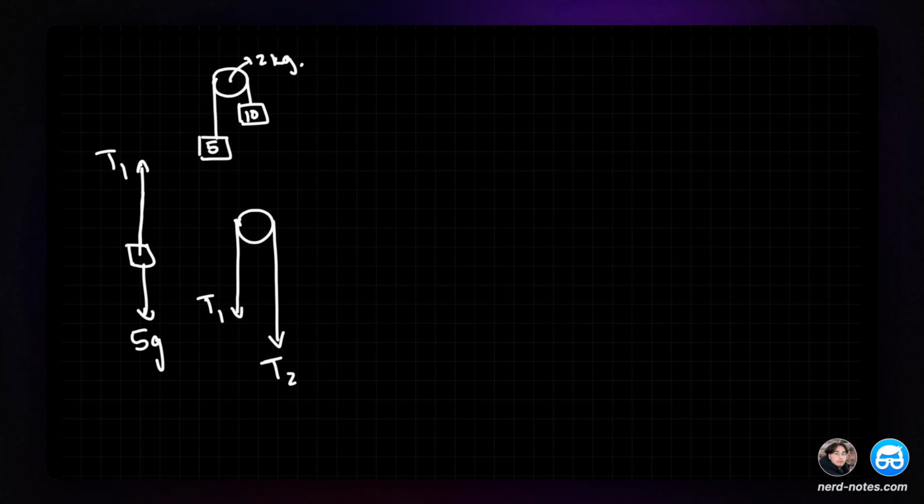So now that tension 2 is bigger, we're going to have a net torque, which will cause the pulley to rotate in a counterclockwise fashion, or actually in this case, a clockwise fashion. Okay, and then the last block you want to draw is that 10 kg block. And again, we're going to draw the tension.